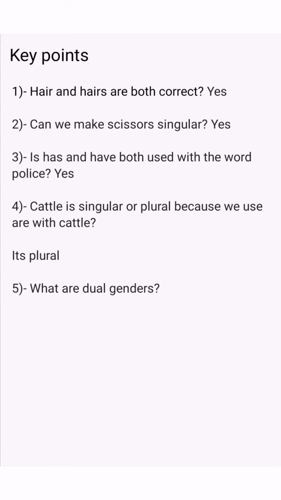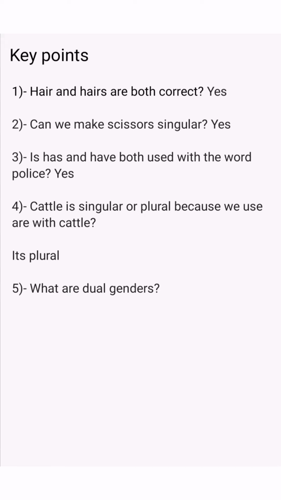So our next point is cattle is singular or plural because we use are with cattle. So it's plural because cattle is a group of domestic animals, we can say, whether it's sheep, goats, cows, etc. सो कैटल एक कलेक्टिव नाउन है, इसलिए हम इसके साथ एस ऐड किए बिना भी इसको एज अ प्लूरल ही ट्रीट करते हैं. Last but not the least, we were at what are dual genders.